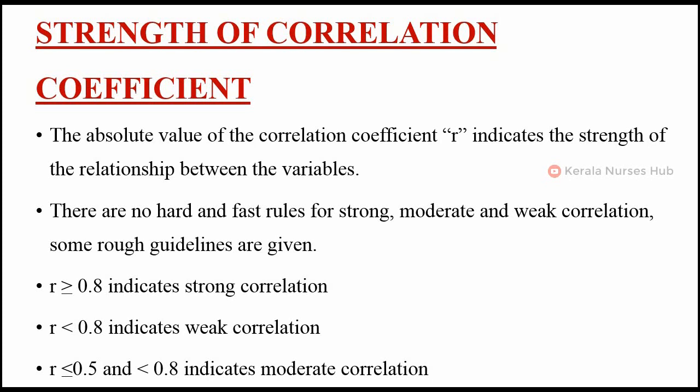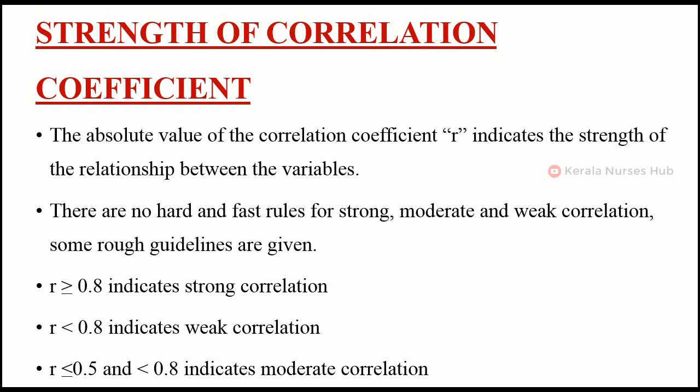Next is the strength of the correlation coefficient. Here the absolute value of r indicates the strength of the relationship. There are no strict rules which say that there is a moderate relationship or a weak correlation like that, but certain guidelines are given and we are following those guidelines. Understand? Suppose you are getting an r value more than or equal to 0.8, which indicates a strong correlation between the variables. And if the r value is less than 0.8, it indicates a weak correlation.